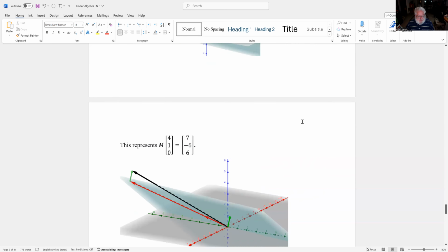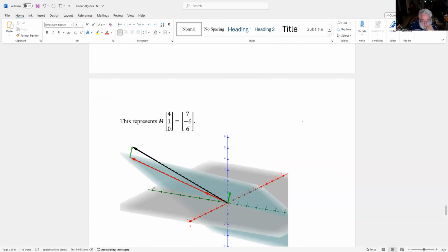So we can get to the tip of that black vector just by going 4 units times m i, that's this direction, not m j, m i. I don't know why I keep saying j instead of i. Plus 1 times m j. That's this direction. And that gets us to the tip of the black vector as well.